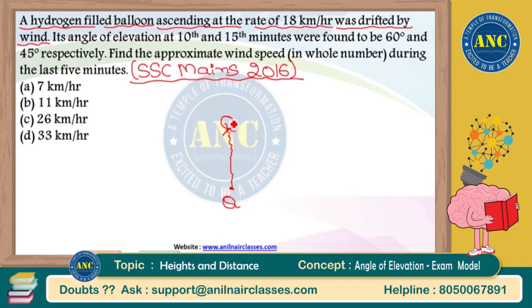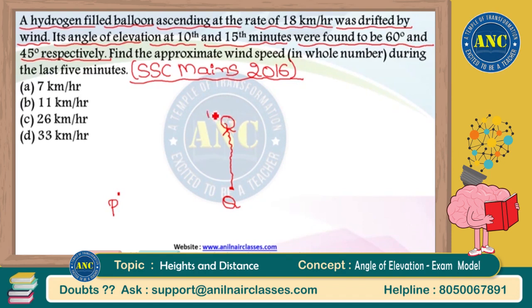After some time it was drifted by a wind. Yes, okay, that is the point. Its angle of elevation at 10th and 15th minutes were found to be 60 degrees and 45 degrees respectively. That means there is a person standing here. That person I will represent as P. Suppose from point Q, the balloon kept on moving upward. Why upward? Because it is given in the question as ascending. The balloon kept on moving upward at the rate of 18 kilometers per hour.